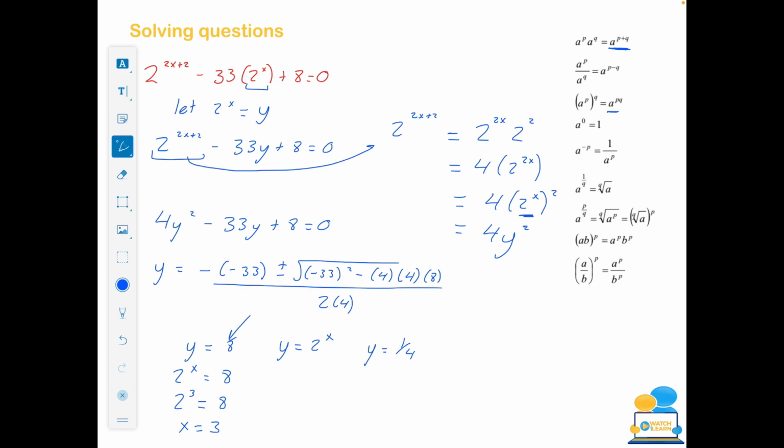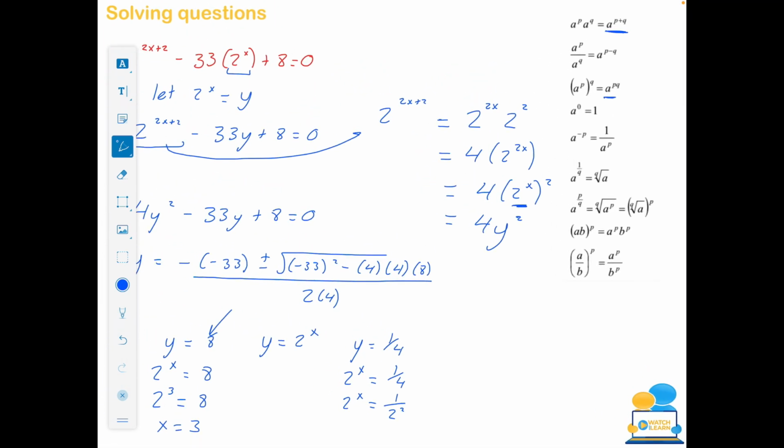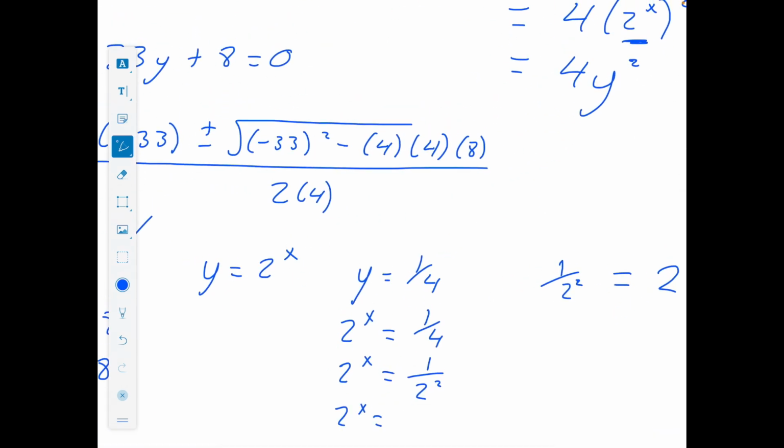That was quite straightforward because we could think about it in our head and figure it out. The other answer, y is equal to 1/4, might be a little bit trickier. So we have 2 to the power of x equals 1/4. Here we have different numbers, so I want to rewrite this 4 as something to the power of 2. So we have 2 to the power of x is equal to 1 all over 2 squared. What we're actually going to end up using here is this rule: if you have a fraction with 1 on top and a base to a power on the bottom, instead of writing 1 over 2 squared, you can write that as 2 to the power of minus 2.